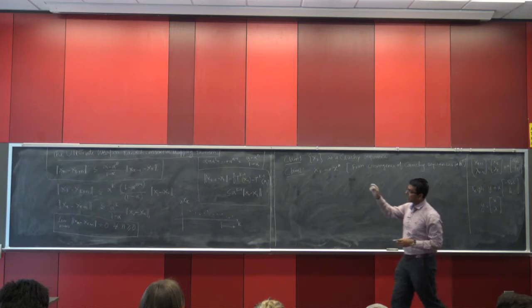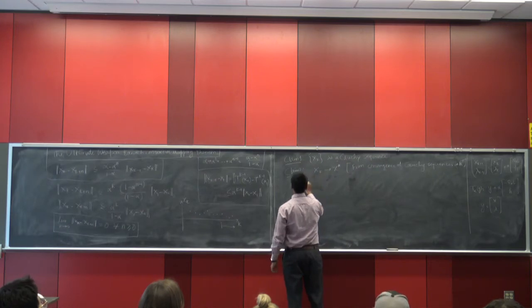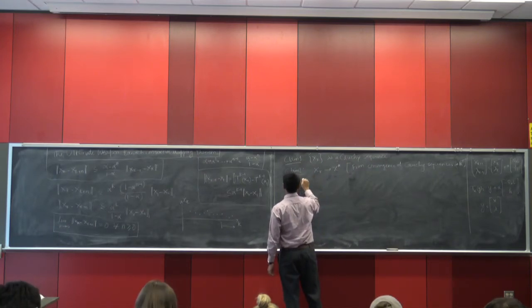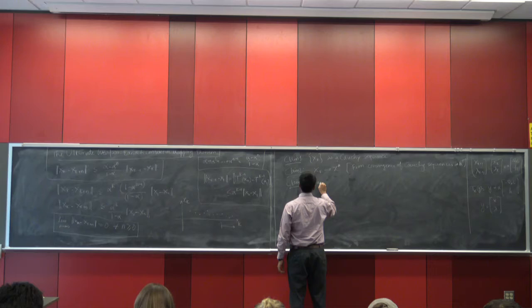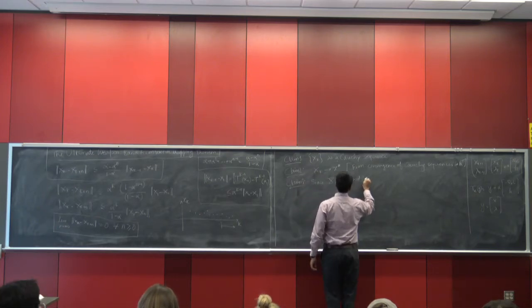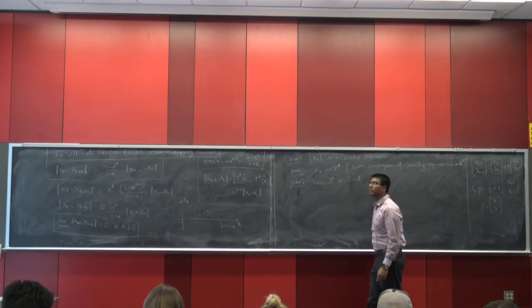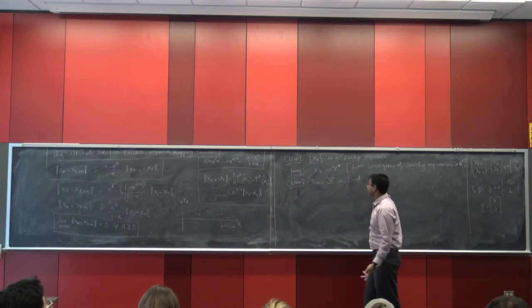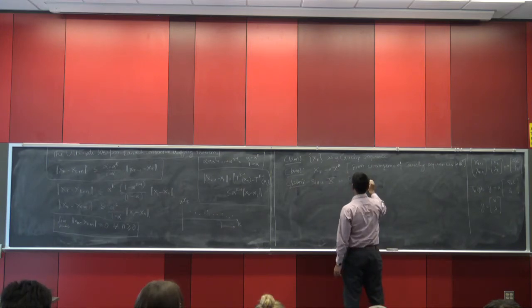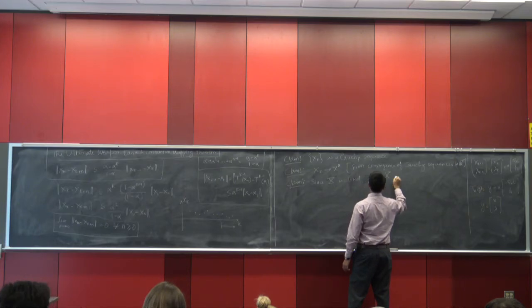Okay, and since capital X was a closed set to begin with, this x star will also lie in X. So claim 3: since X is closed, do we need convexity? I guess we don't need convexity. Since X is closed, x star will lie in the set itself.